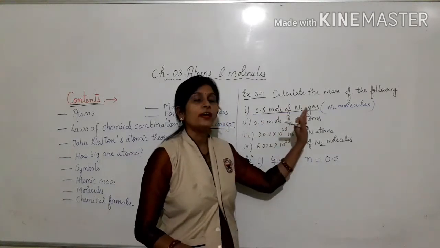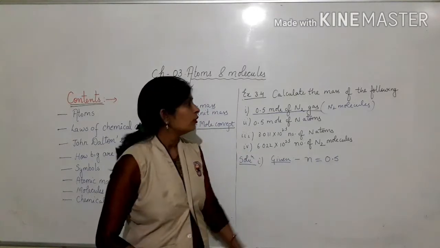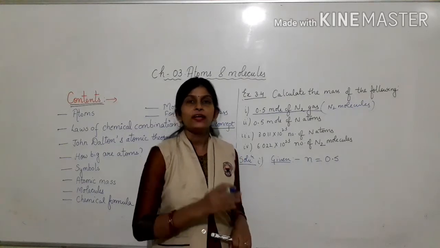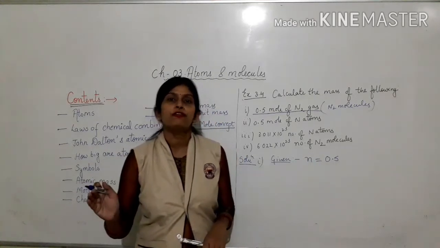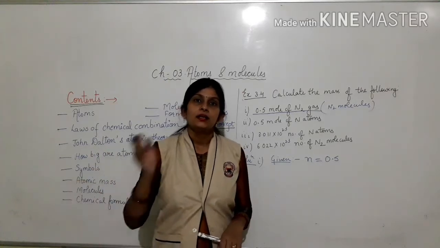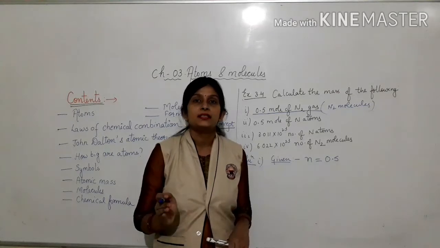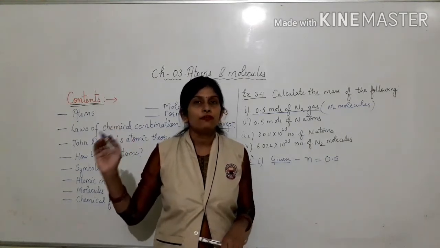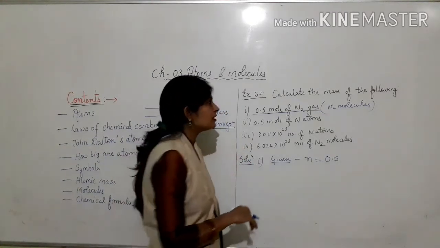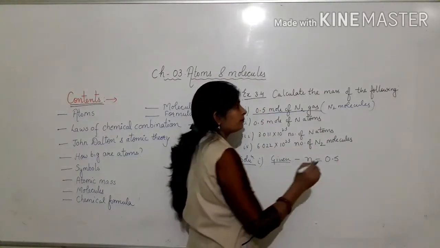0.5 mole of nitrogen gas or nitrogen molecules is given, so we have to calculate its mass. Whatever the numerical value of molecular mass it has, the same numerical value will be its molar mass, but in place of U we use the unit gram. So first calculate the molecular mass of the nitrogen molecule.